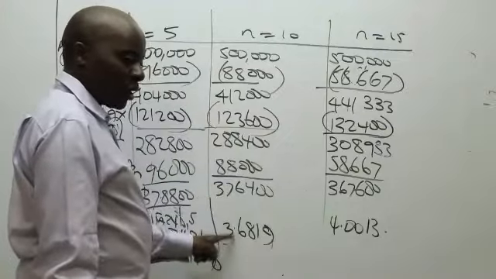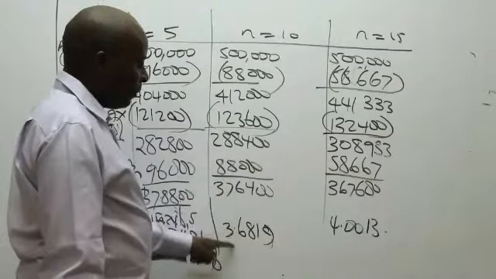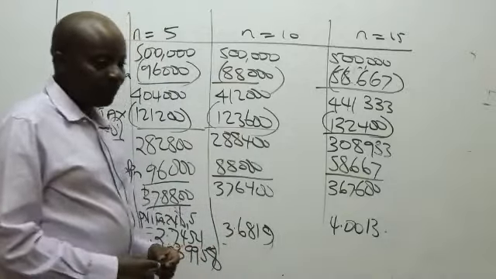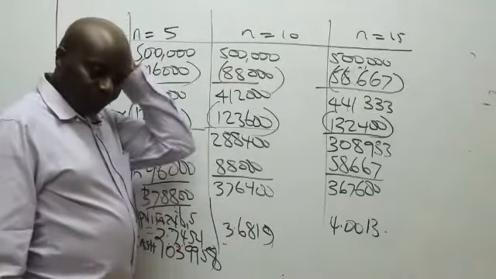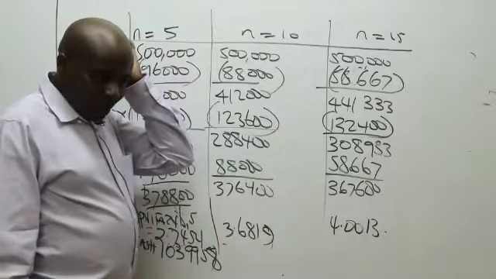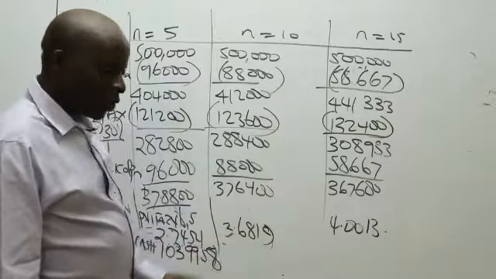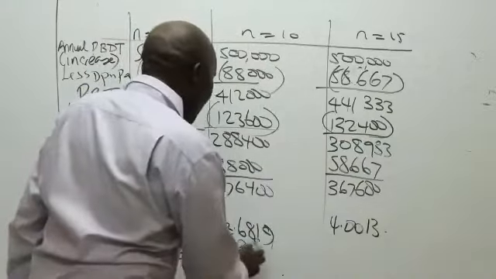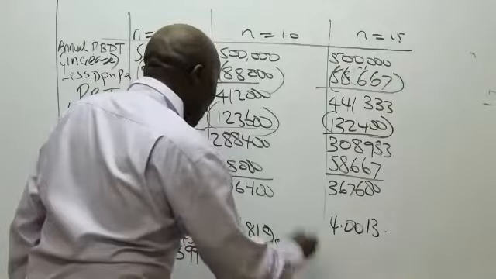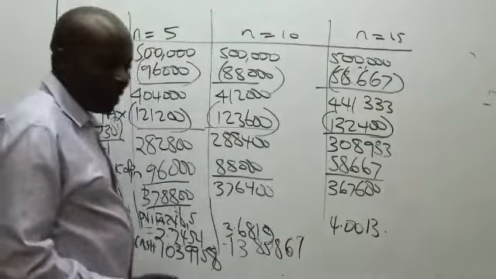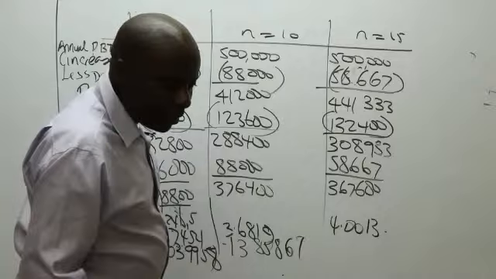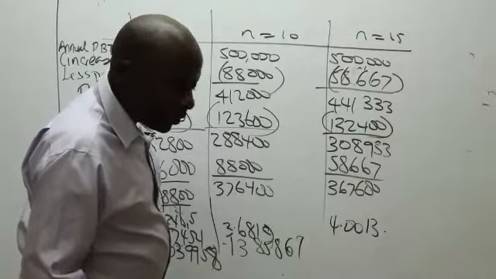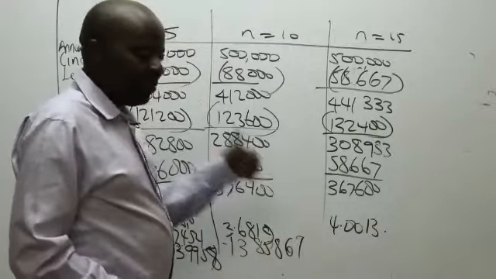How about the second one? This times this. Please give me a whole number. This times this gives me what figure? 1385.86. Yes, I picked it right.